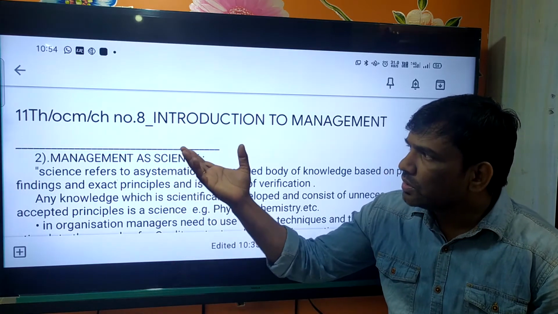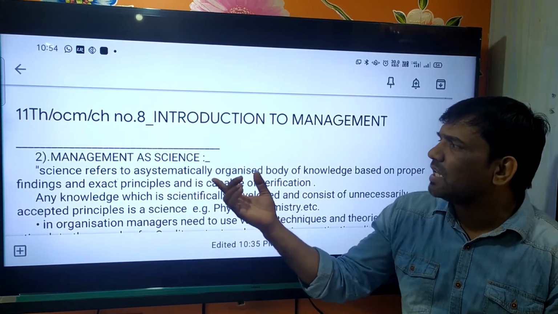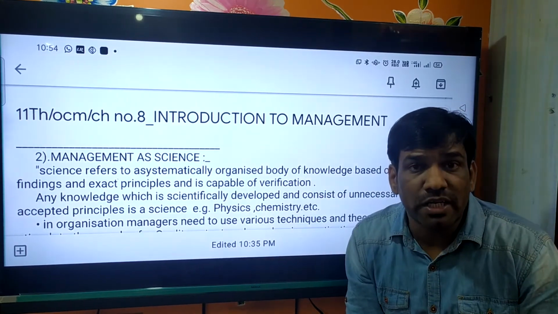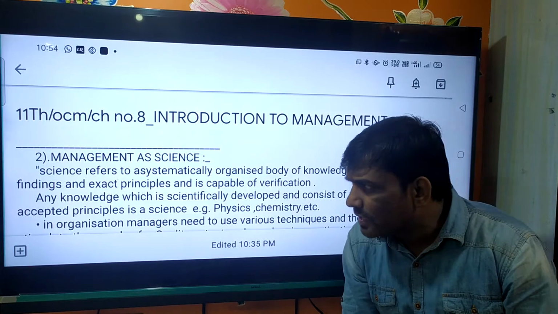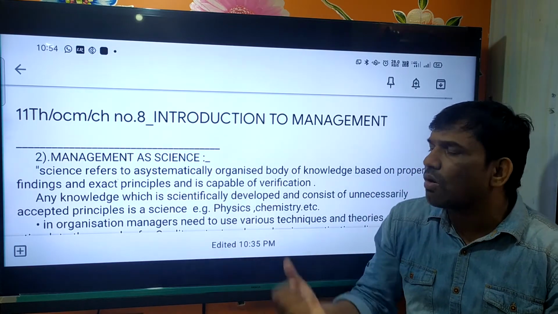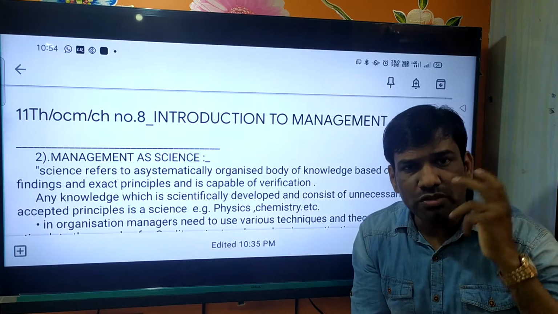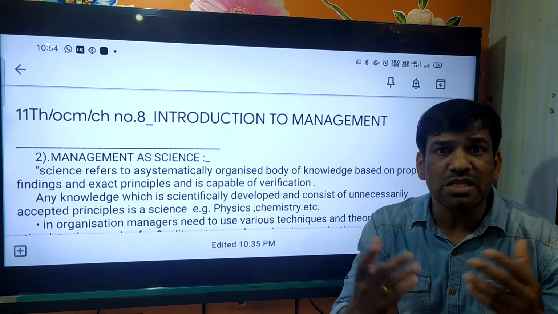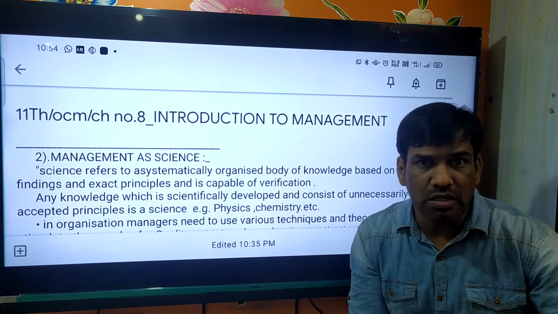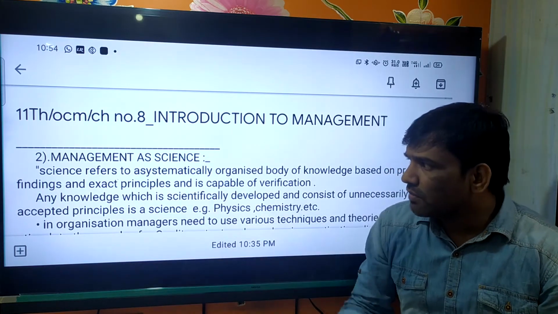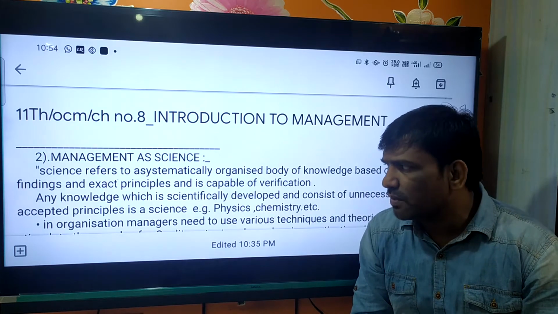To know management as a science, you must know what is meant by science. Science refers to a systematically organized body of knowledge. It is based on proper findings, exact principles, and is capable of verification. Science is based on certain principles, and on the basis of these principles you get a definite result when you use certain scientific principles. Any knowledge which is scientifically developed and consists of universally accepted principles is a science.